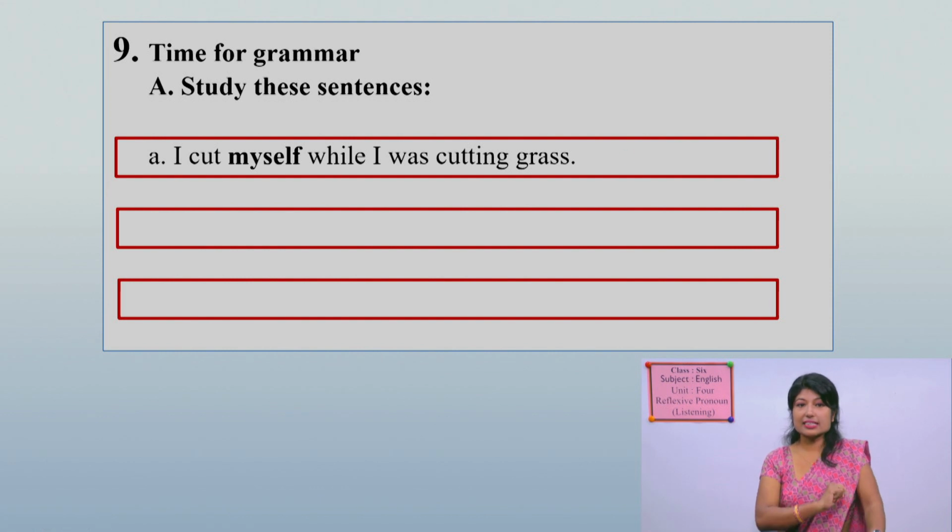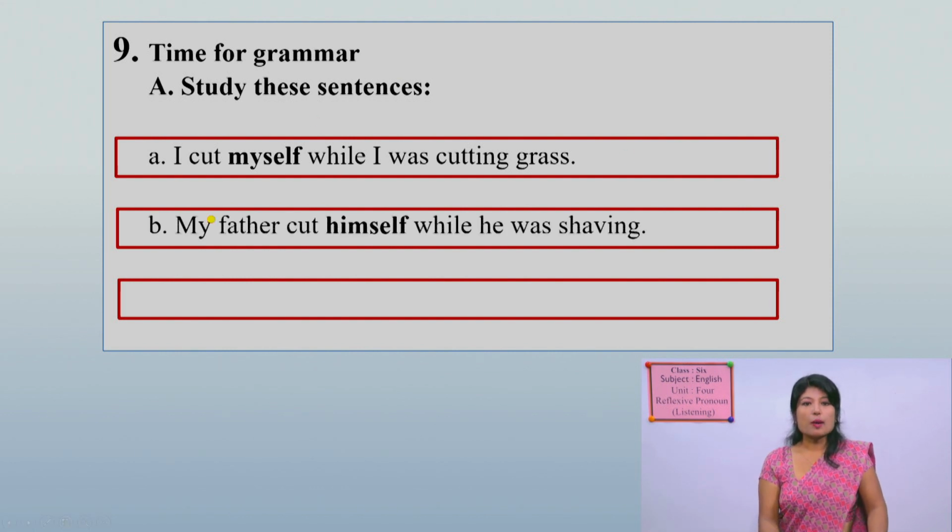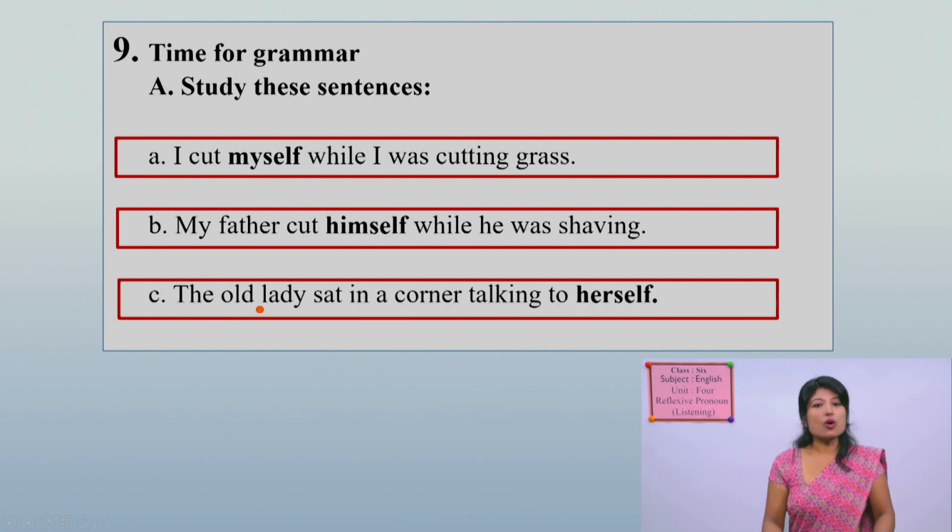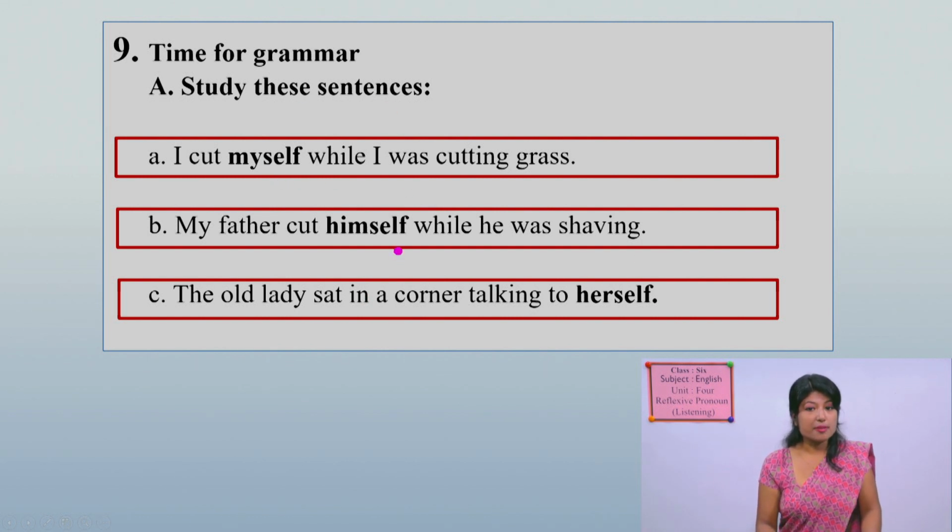Okay, now let's read the next sentence. B. My father cut himself while he was shaving. So while my father was shaving, he cut himself. Okay, next. The old lady sat in the corner talking to herself. So notice the words like myself, himself, herself. Myself over here refers to I. Himself refers to my father. And herself refers to the old lady over here.